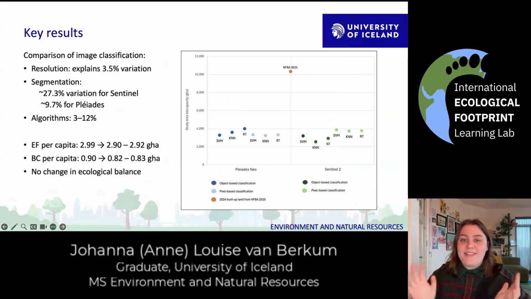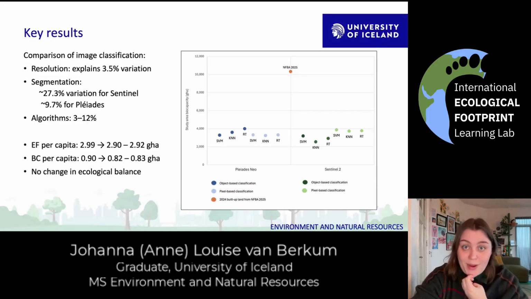Overall, we get this beautiful graph, which has all of those runs, those results you just saw, with their global hectare result for the study area. And here in the middle, you have the value that the study area has when using the NFBA 2025 values for built-up area and the cropland values. And you can see there's quite some variation within the results that I got. They're very close to each other compared to the outlier, which is the NFBA 2025 over here.